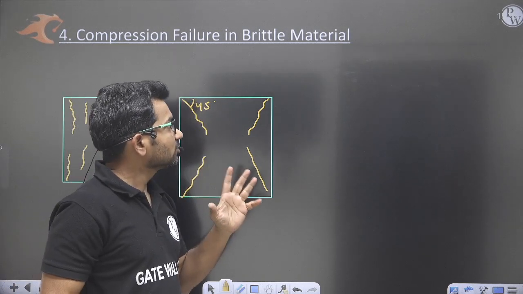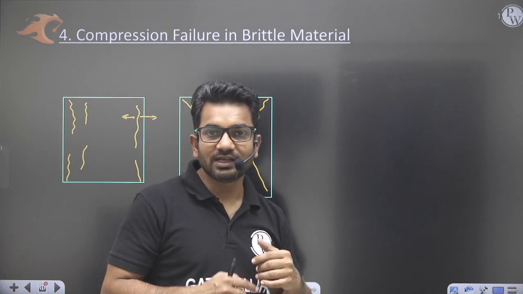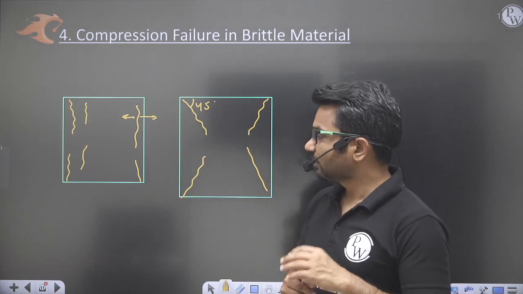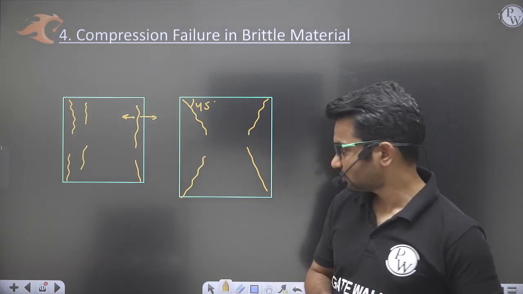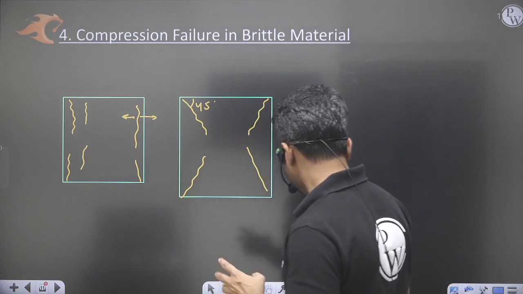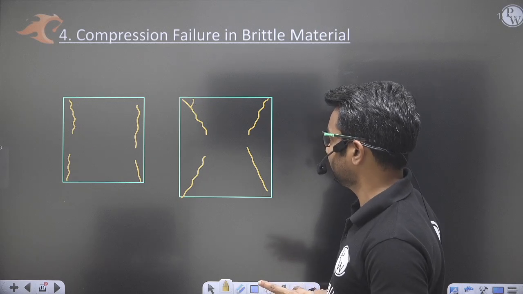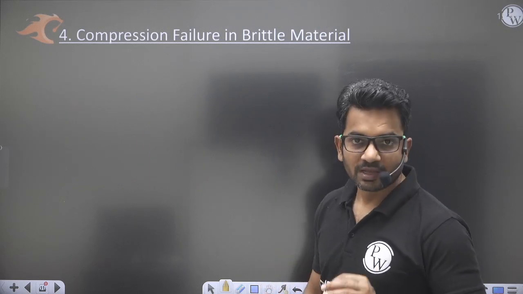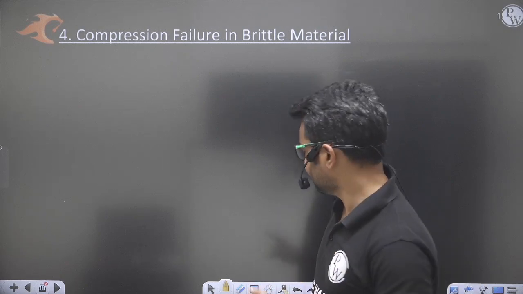Okay, so it is very difficult to tell in a brittle material which type of failure will occur, but mostly we'll consider shear failure, okay. Mostly we'll consider shear failure. If this question comes in examination, you have to answer shear, okay. In examination, you have to answer shear, right?